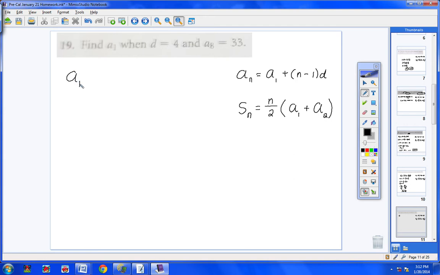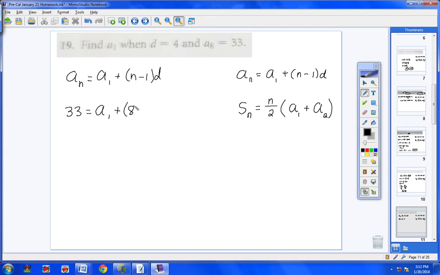Watch. A subscript n equals a subscript 1 plus n minus 1 d. Now watch. I can actually find the first term. You can, Mr. Earhart? Yeah, most definitely. The 8th term is 33. So for a subscript n, I'm going to put 33. That's the actual term. I don't know the first term. That's what I'm looking for. For n, I would put 8, right?